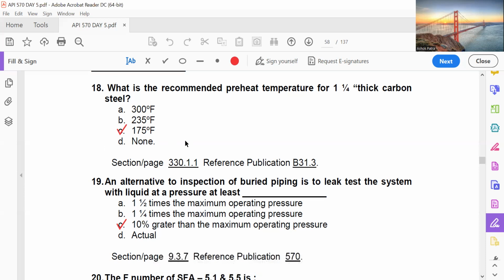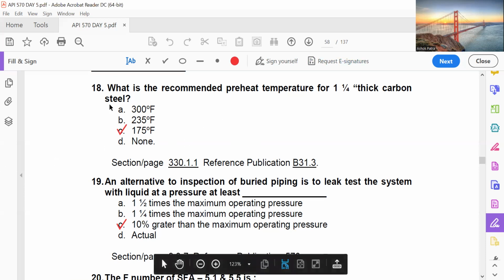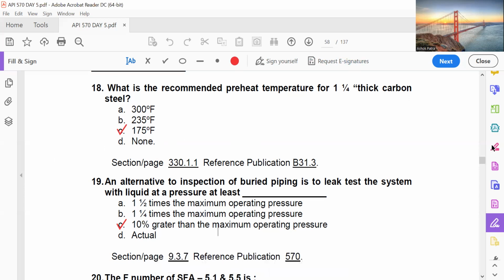There is no real answer for this. It should be 200 degrees Fahrenheit or 50 degrees Fahrenheit. There is a carbon steel percentage difference. If it is less than 0.3, then it is 50. Greater than 0.3, it is 200, not 175.